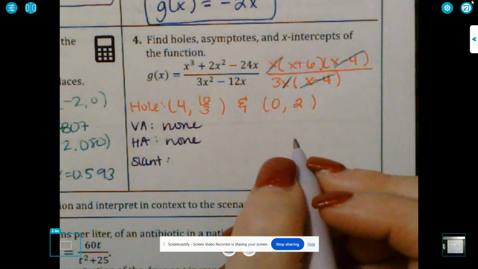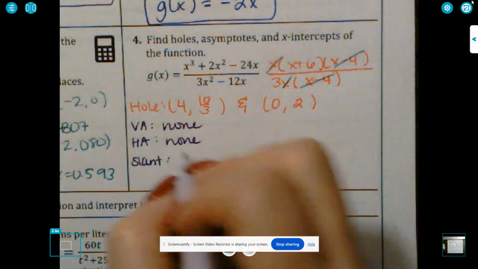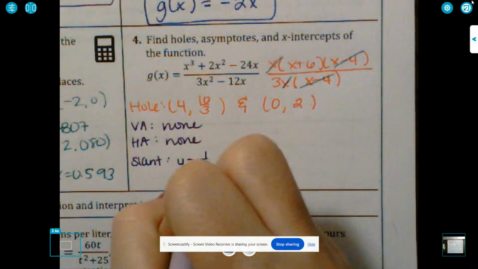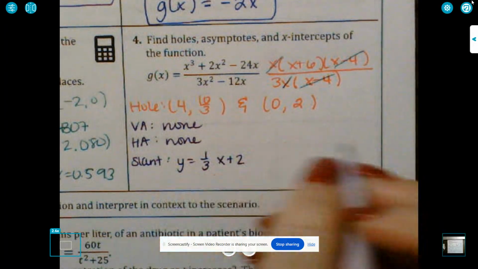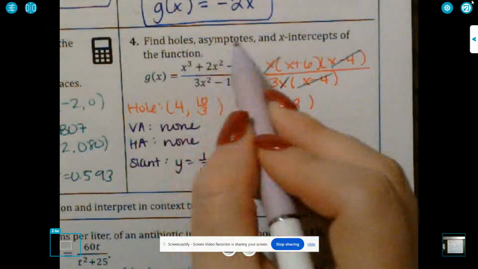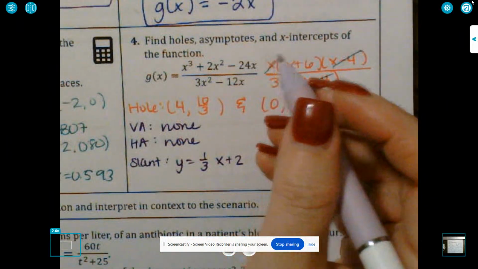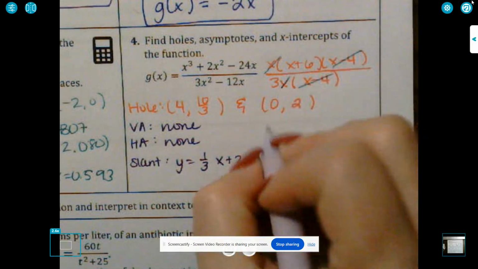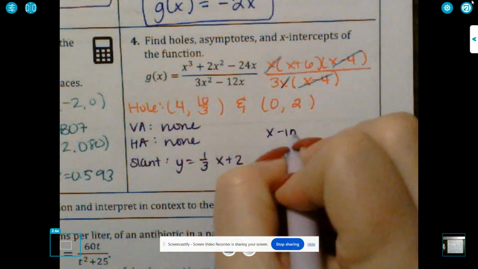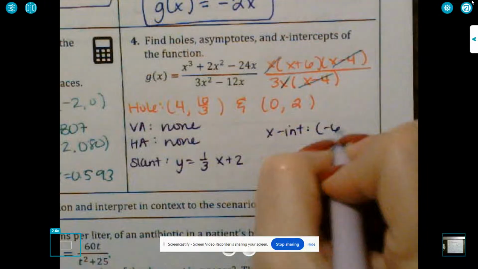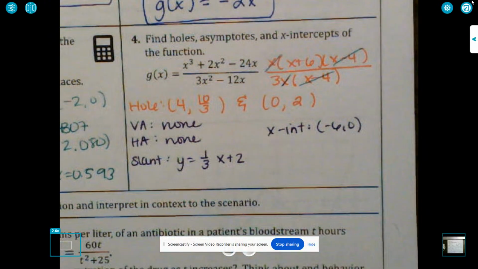And just for that, the reference here would be that the slant asymptote is y equals 1/3 x plus 2. So holes, asymptotes, and x-intercept. The x-intercept is where the top is equal to 0. So that's only going to happen at negative 6, 0. So there is everything we need to know there.